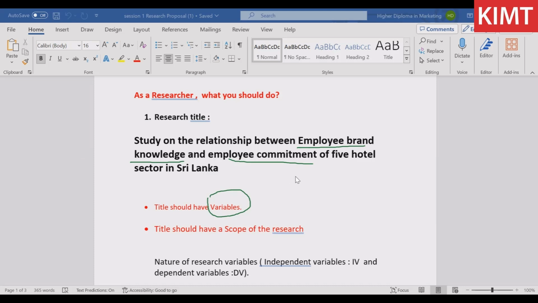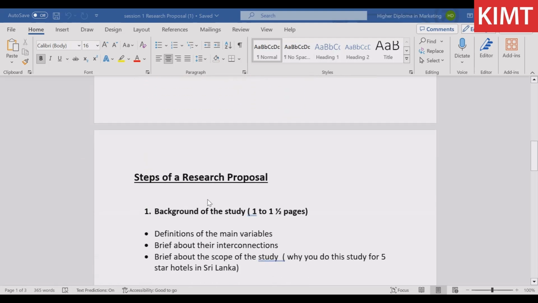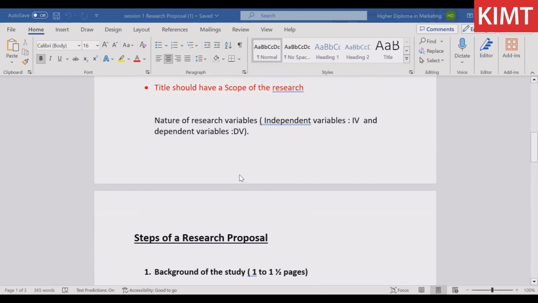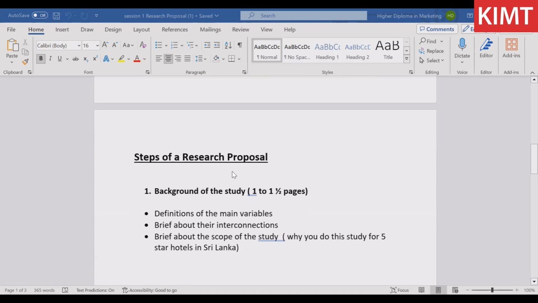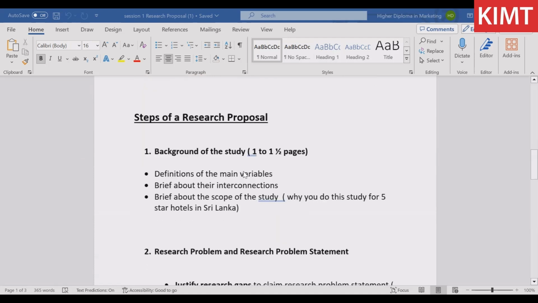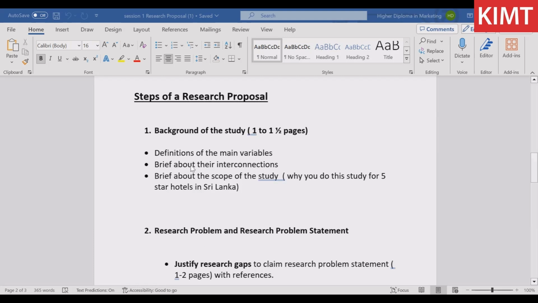Going forward, the second main thing I mentioned was having compiled your research title, now we are in the process of developing a research proposal. This is the normal process of developing a research proposal. The steps of a research proposal start with the background of the study. I said to write 1.5 pages. You basically write in the background the definitions of the main variables and a brief about their interconnection.